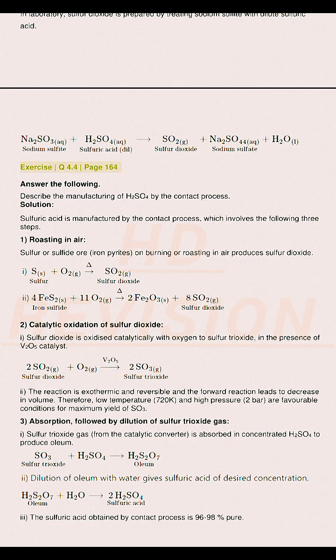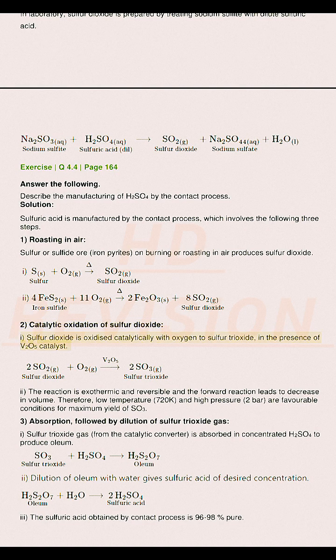Exercise Q 4.4, page 164. Answer the following. Describe the manufacturing of H2SO4 by the contact process. Solution. Sulfuric acid is manufactured by the contact process, which involves the following 3 steps. 1. Roasting in air. Sulfur or sulfide or iron pyrites, on burning or roasting in air, produces sulfur dioxide. 2. Catalytic oxidation of sulfur dioxide.